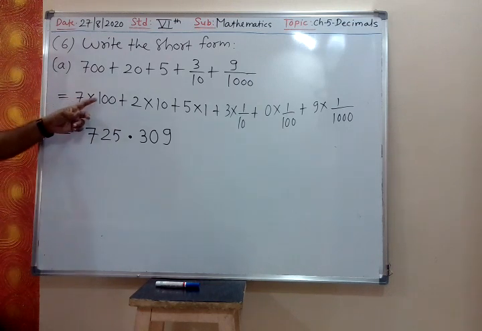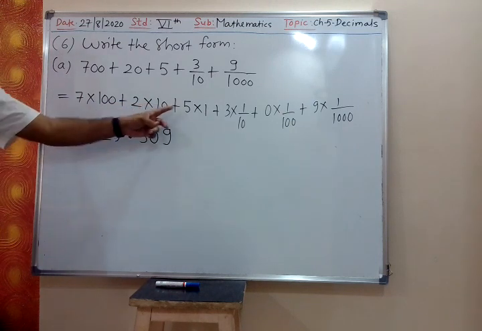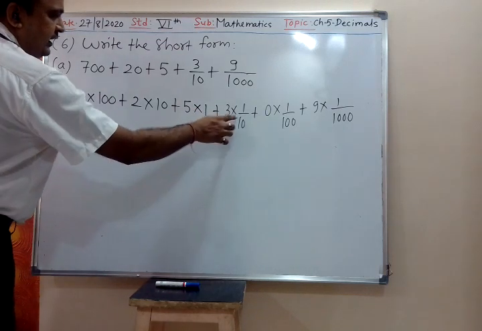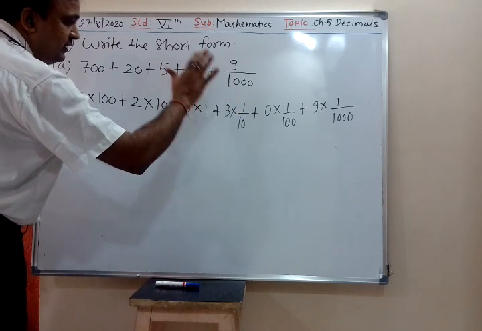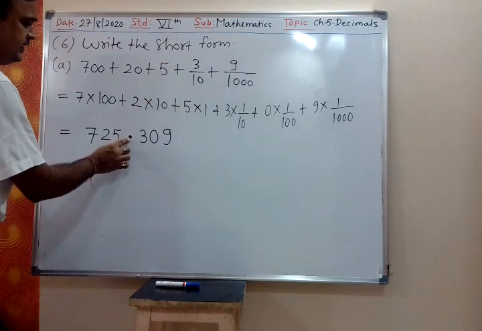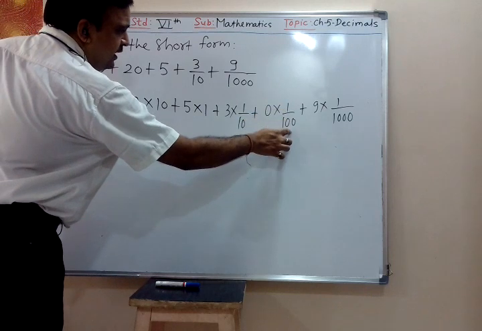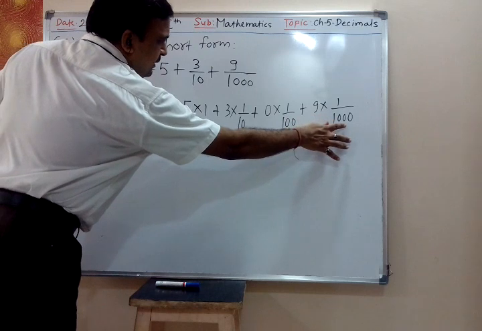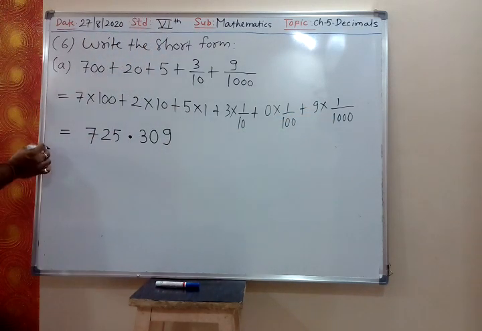What is the position of 7? We write 7. Then the position of 2 is tens, so 2. The position of 5 is ones, so 725. Now after this 5, it is multiplied by 1 upon 10, which means the tenths position. It is the first digit after the decimal. So we write the decimal point, then the first digit will be 3. It is multiplied by 1 upon 100, the hundredths position, so the second digit will be 0. And the third digit is multiplied by 1 upon 1000, so the third digit will be 9. So 725.309 is the answer.